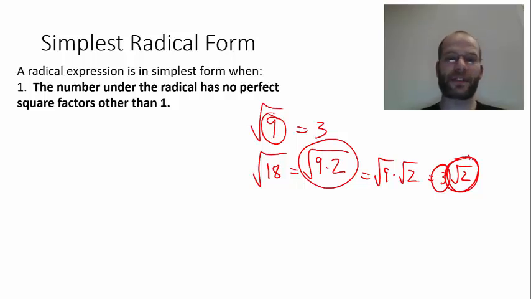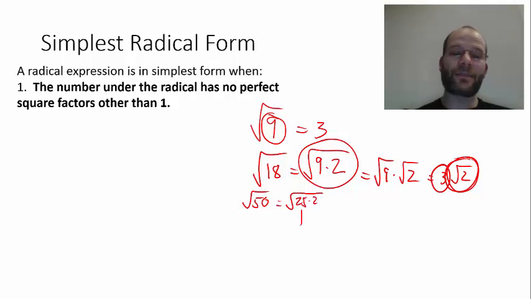So we end up with 3 square root of 2. Let's look at one more example. Suppose we have the square root of 50. Well, 50, of course, is 25 times 2. So we need to remove that 25. We cannot leave that in the radicand and call it simplest radical form. We need to get it out of there.